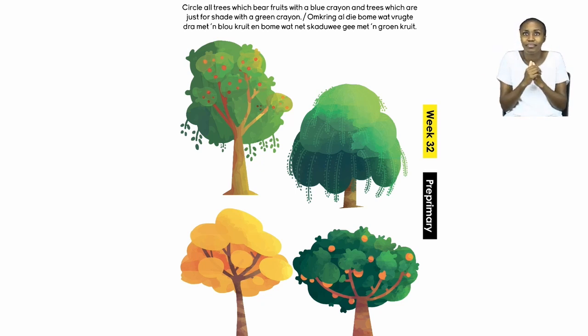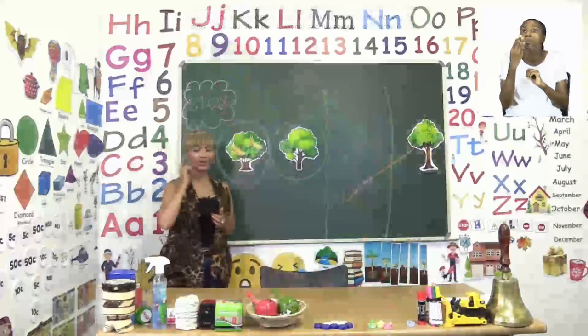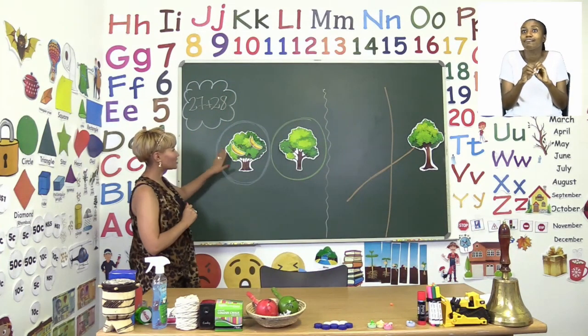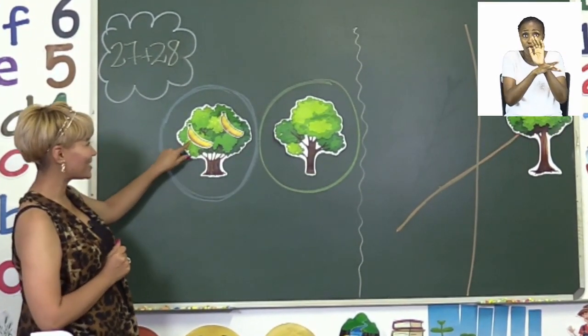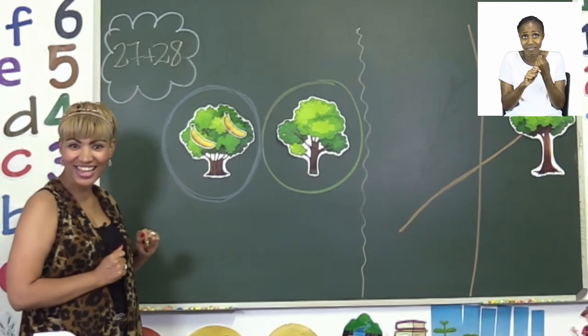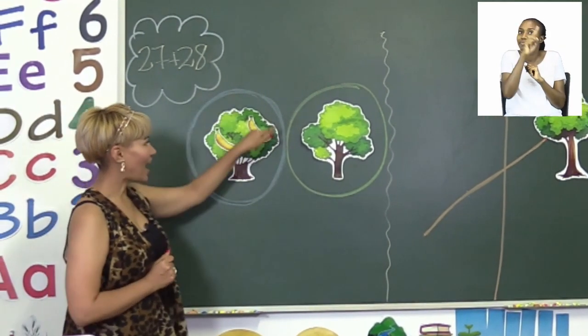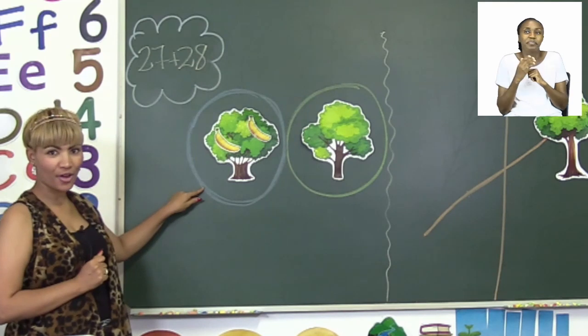So on your booklet, you must clearly look at the pictures of the trees, and then you must try and find a picture that bears fruits, and then you must try and find the picture of the tree which is just used for shade. Now on the board, I have an example. Now remember, it says, if you find a tree that bears fruit, can you see we have some bananas on this tree? And that one you go ahead and you circle with a blue crayon.